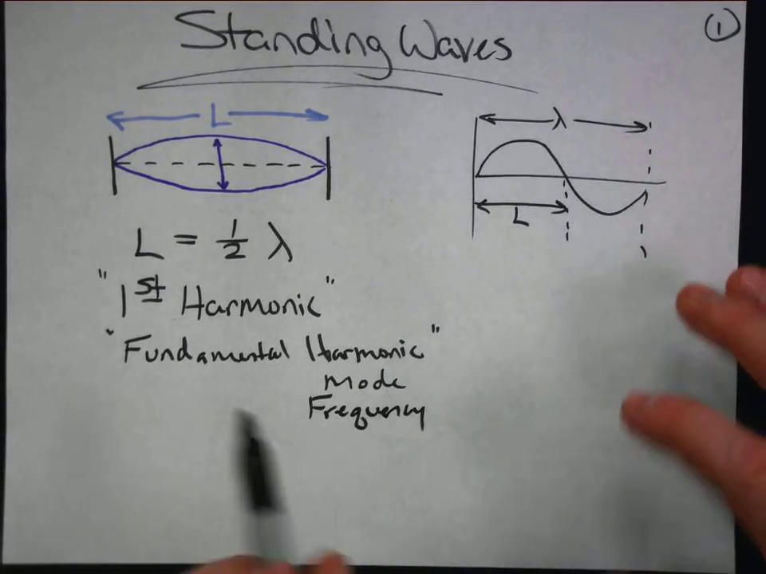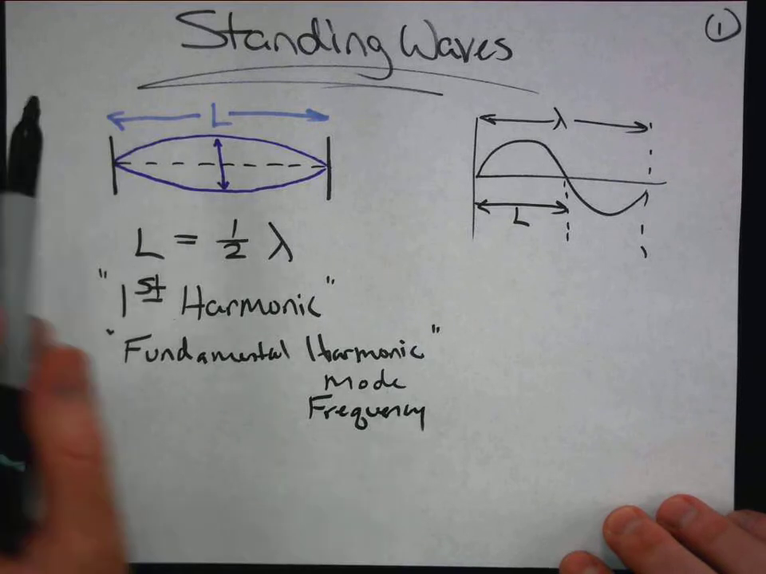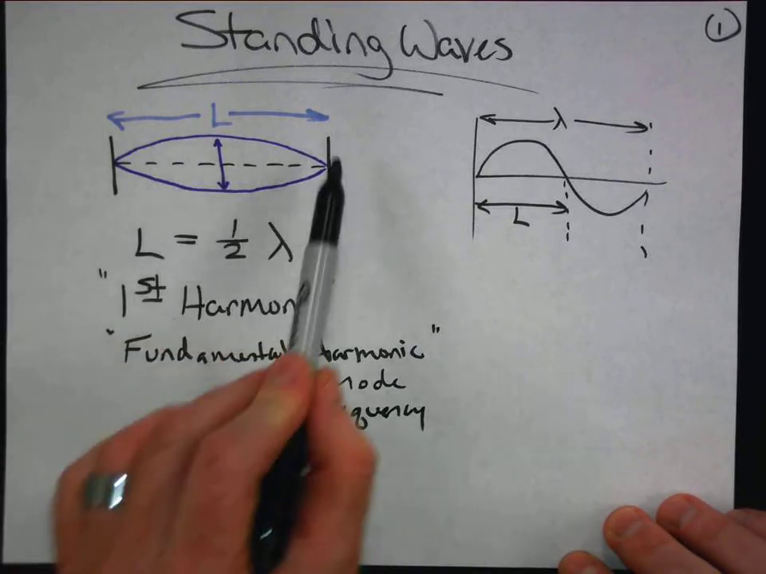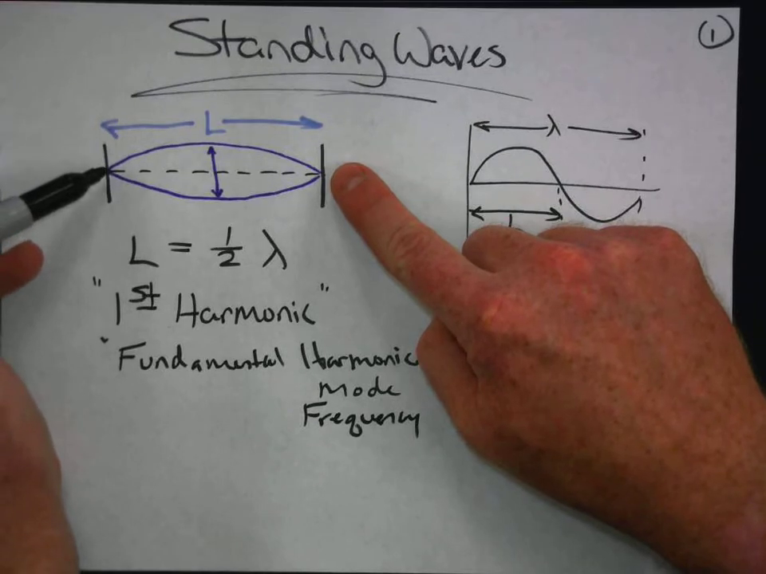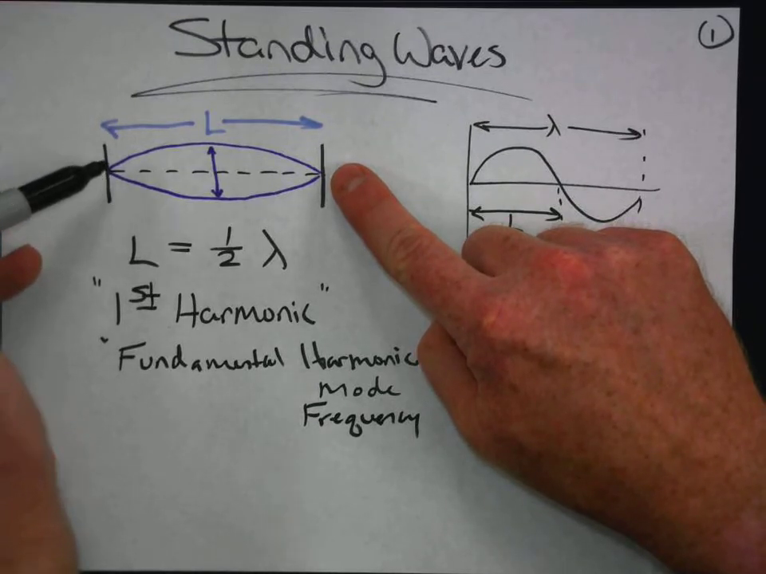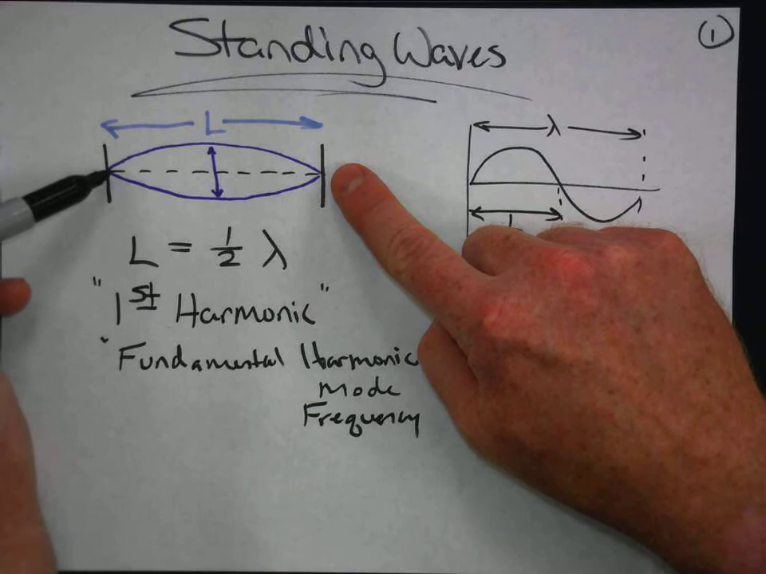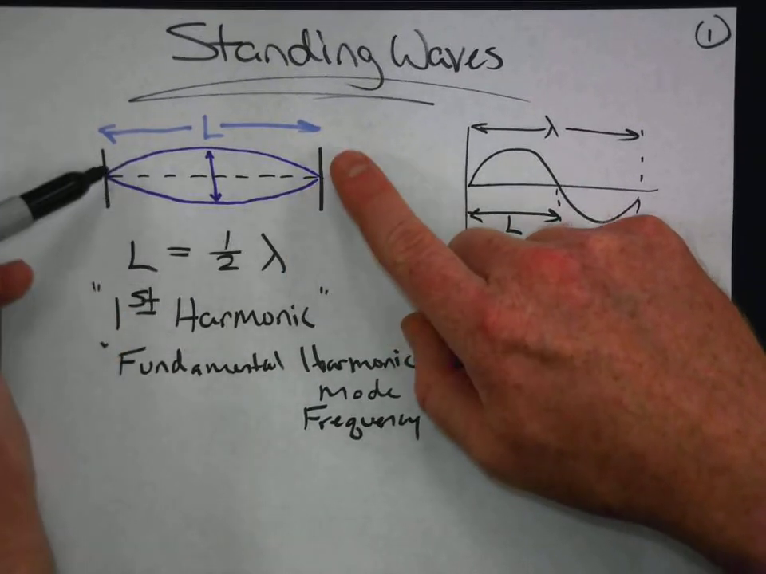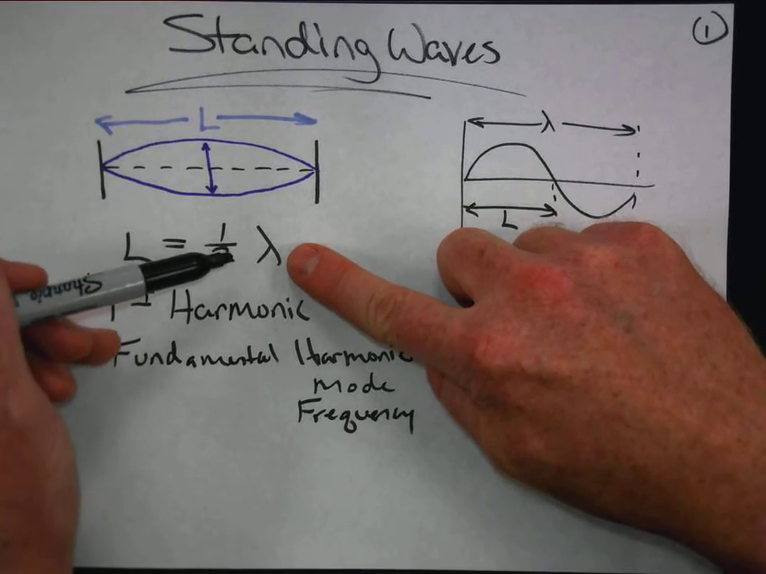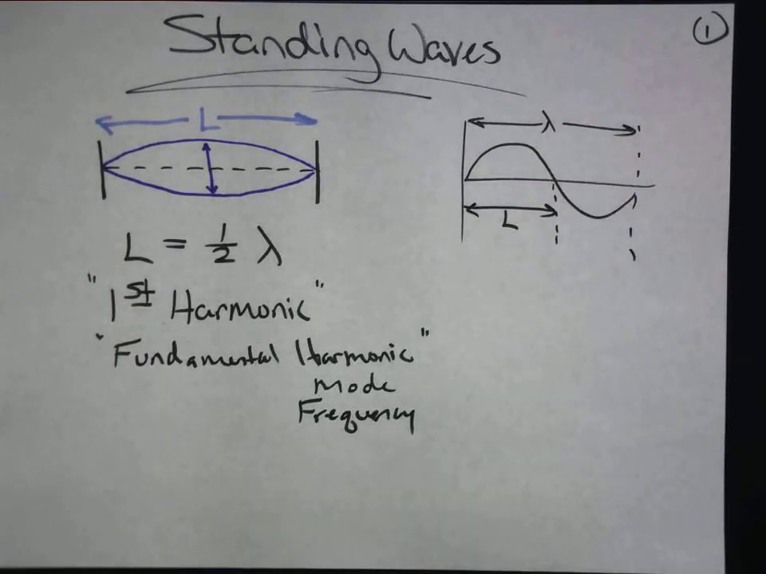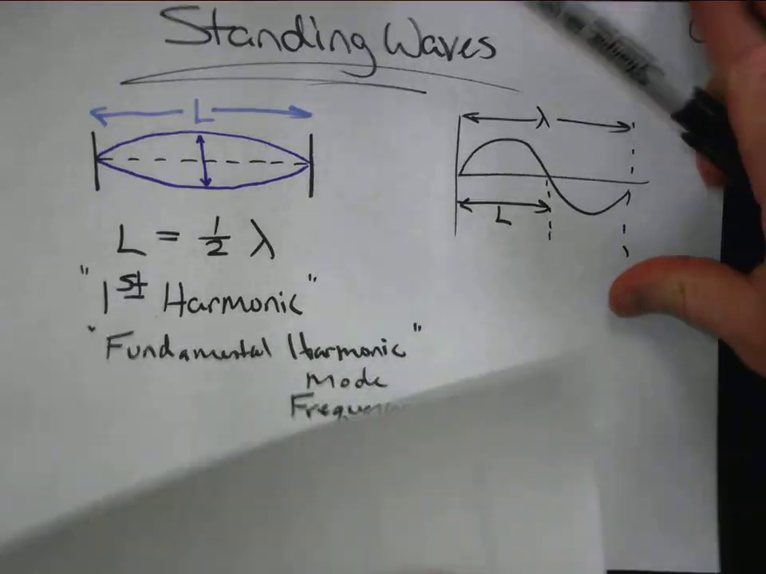And it's the fundamental because it's the greatest wavelength possible for this given length of string. You cannot create a standing wave on this string that would have a wavelength any larger than this particular wavelength. It would not be possible. You can get smaller, you'll see that, but it would not be possible to get larger. So let's investigate a little bit further into what's going on here.